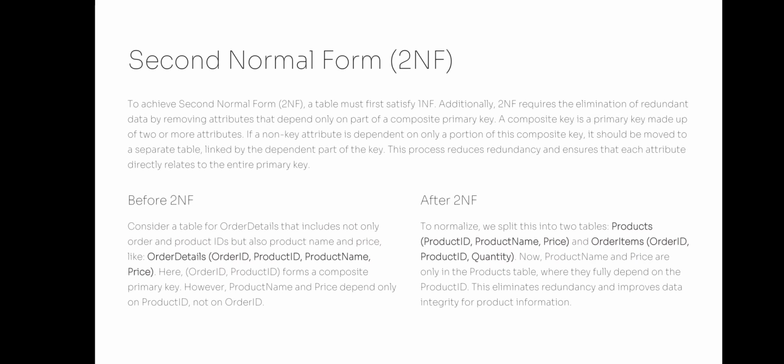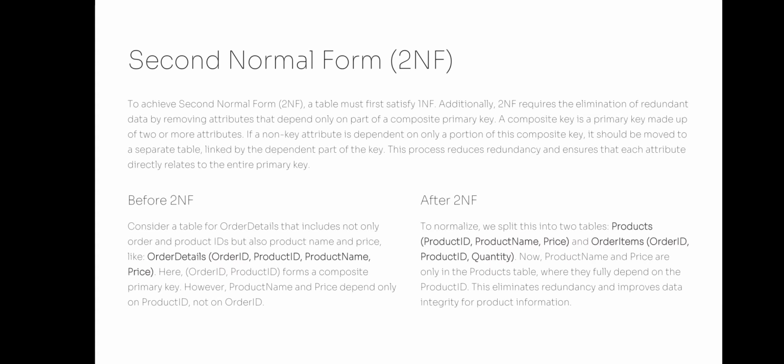Second normal form, or 2NF, removes partial dependencies by separating attributes that depend only on part of a composite primary key. To achieve second normal form, a table must satisfy 1NF. Additionally, 2NF requires the elimination of redundant data by removing attributes that depend only on part of a composite primary key. A composite primary key is made up of two or more attributes.